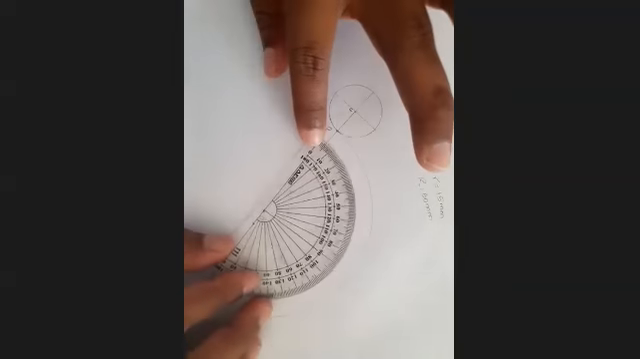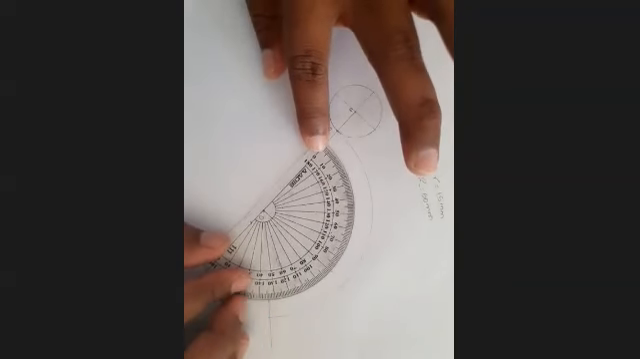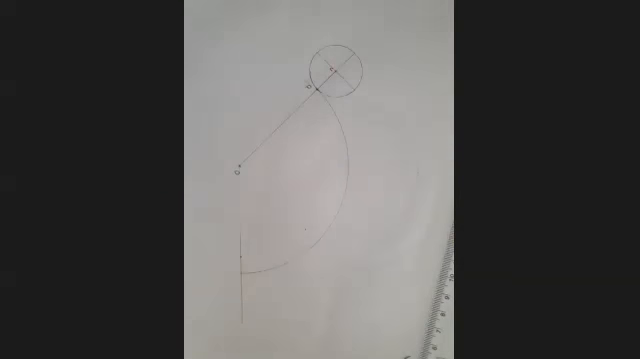Let me check if it is 135 or not. Yeah, it is 135, right? Now complete till here. I will wait here. Meanwhile, I will divide this circle into 8 parts.